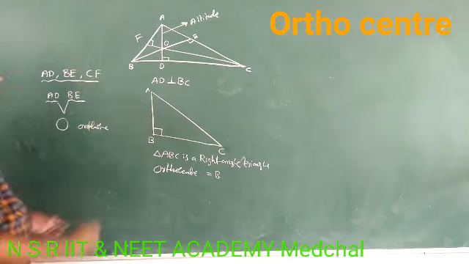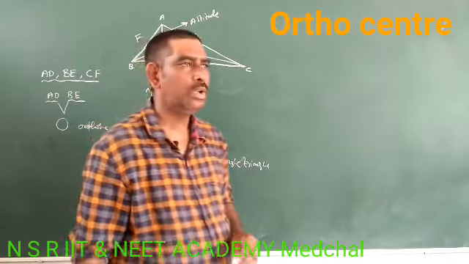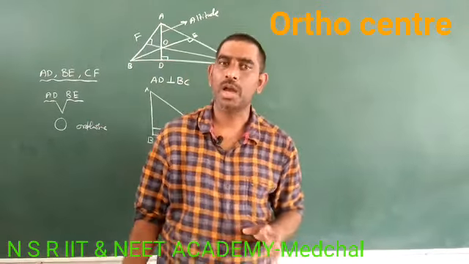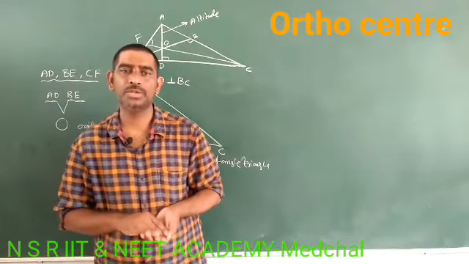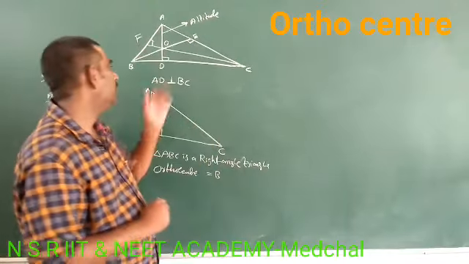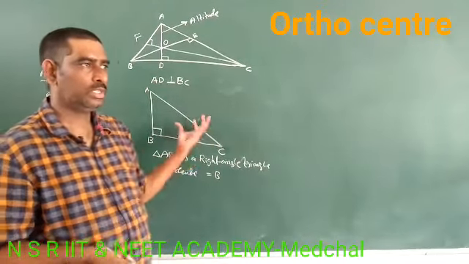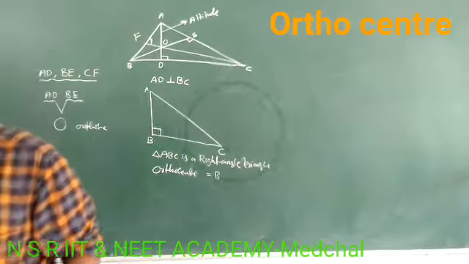So we don't have any formula for the orthocenter. We find any two altitudes and simplify the two altitudes, and we get directly the value of the orthocenter. So this is about the orthocenter.